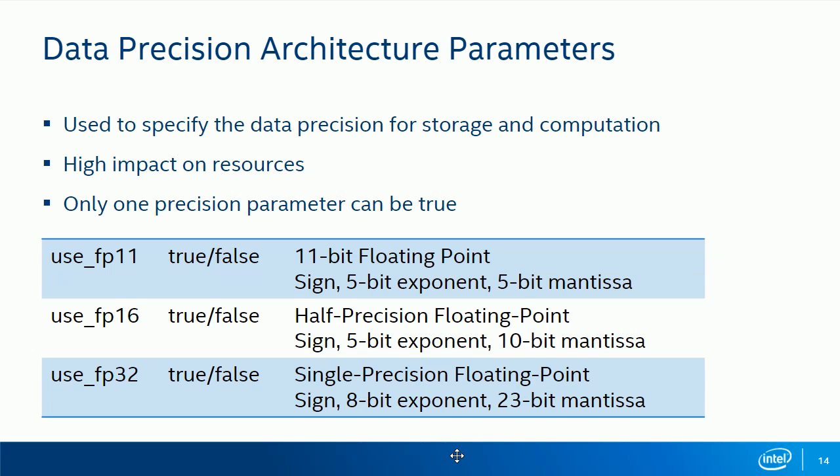The DLA allows three precision parameters: 11-bit floating point, half precision 16-bit floating point, and standard single precision floating point. You will be able to instantiate roughly twice as many multipliers in FP11 as in FP16, and 4 times as many in FP11 as compared to FP32. As a note, only one of these data precision parameters can be enabled for a single compile.